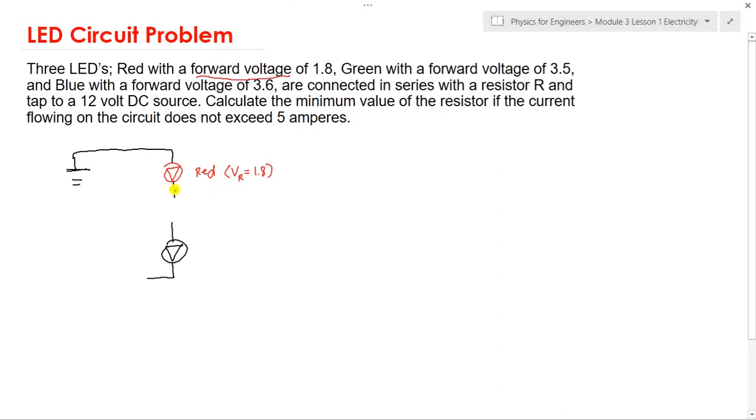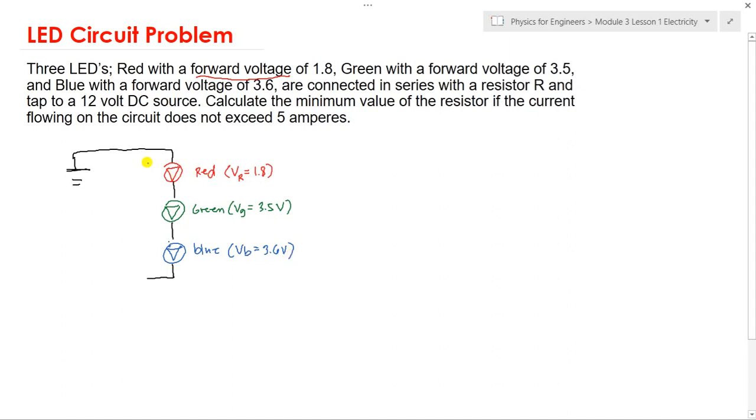So here we have the green LED. This is the green LED with a forward voltage, VG for short, of 3.5 volts. And then the last one is the blue LED. So, blue LED. This one is our blue LED. That is VB, equal to a forward voltage of 3.6 volts.